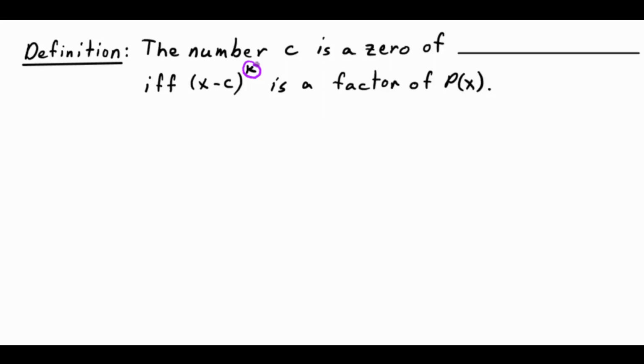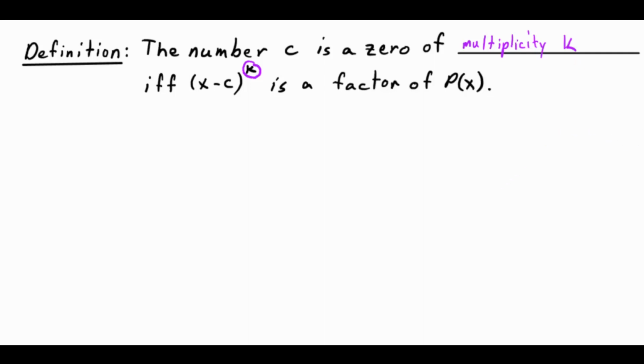Same thing with x minus c to like the 10th power. But we think of it as a repeated zero 10 times. So if the exponent is k in general, we call c a zero of multiplicity k. A zero of multiplicity k. Sounds like I just made that word up. Multiplicity k. The number c is a zero of multiplicity k if and only if x minus c to the k power is a factor of p of x.